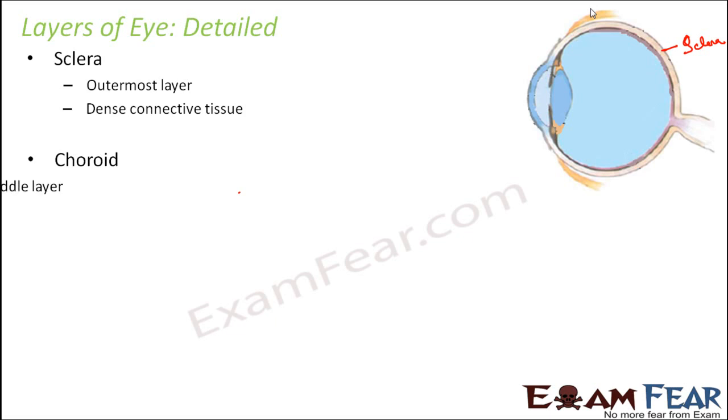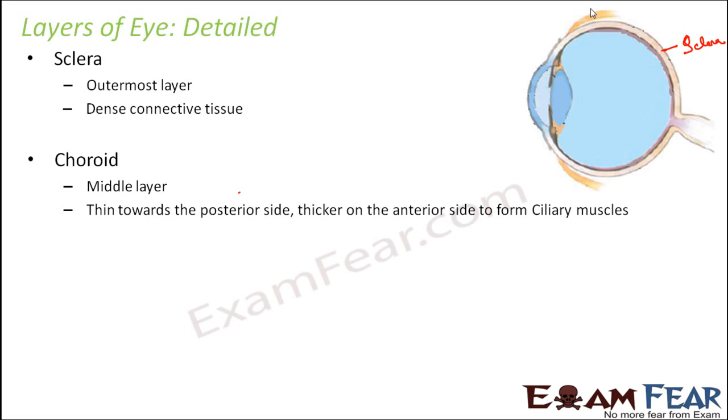The next layer, which is choroid, that is the middle layer, and it is comparatively thinner when compared to the outermost and the innermost layer. So it is thin towards the posterior side. So towards this side it is quite thin, but as it comes towards the anterior side, the same layer thickens up to form these ciliary muscles. So if you see, the same layer thickens up to form the ciliary muscles. So we can say that the ciliary muscles are formed from the choroid layer, that is the middle layer. So this is the middle layer or the choroid layer.